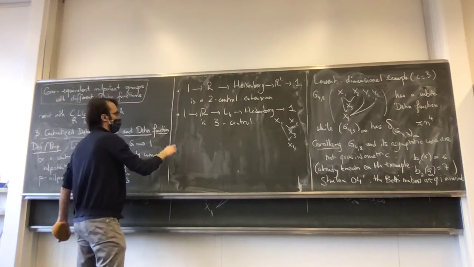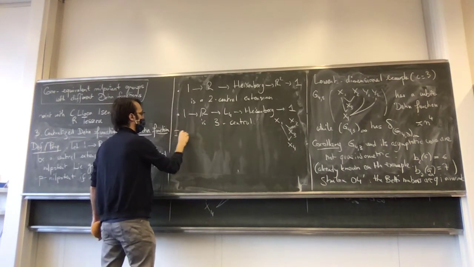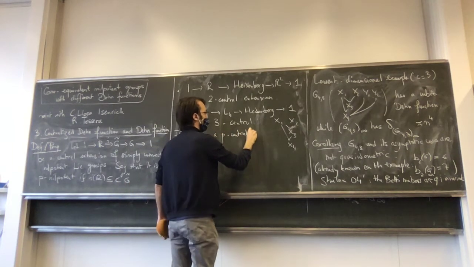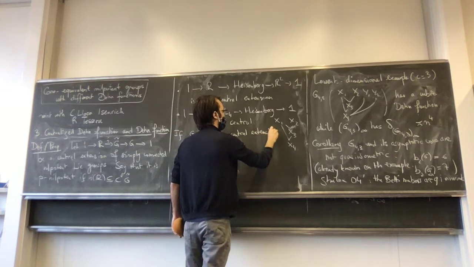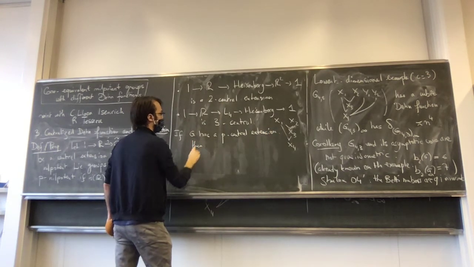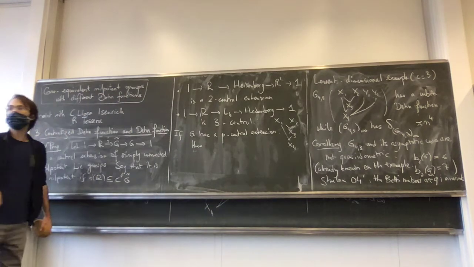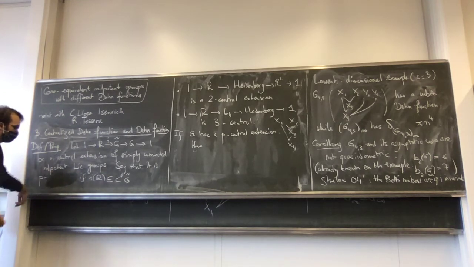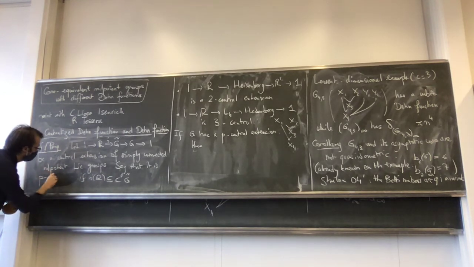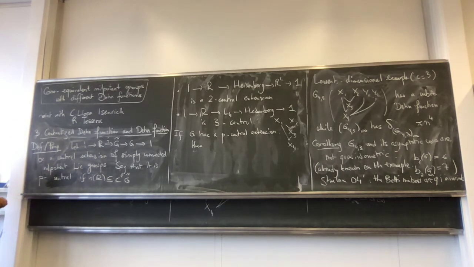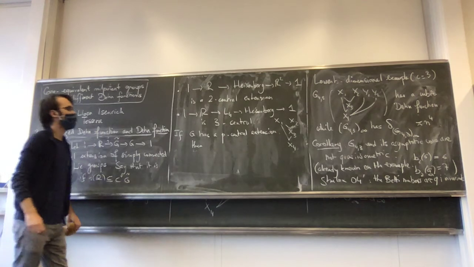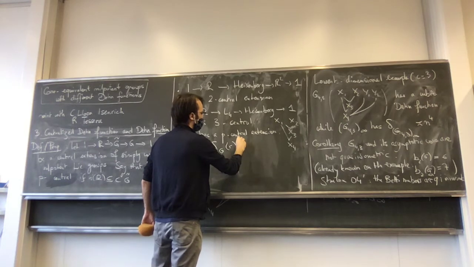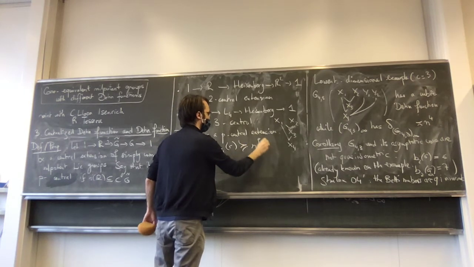So it's 3-central. And the proposition is that if G has a P-central extension, sorry, yeah, P-central. Okay. It's also called P-nilpotent, but we say P-central. So if G has a P-central extension, then the Dehn function of G is greater than R to the P.